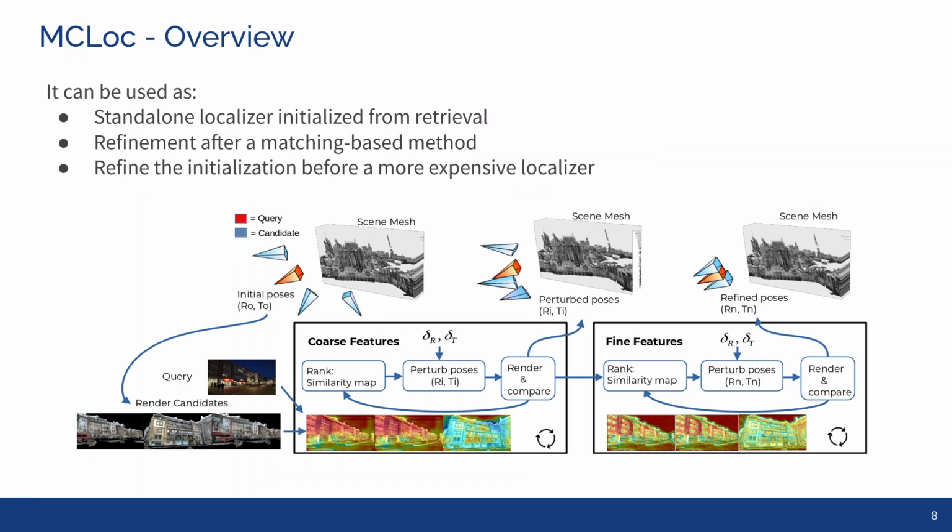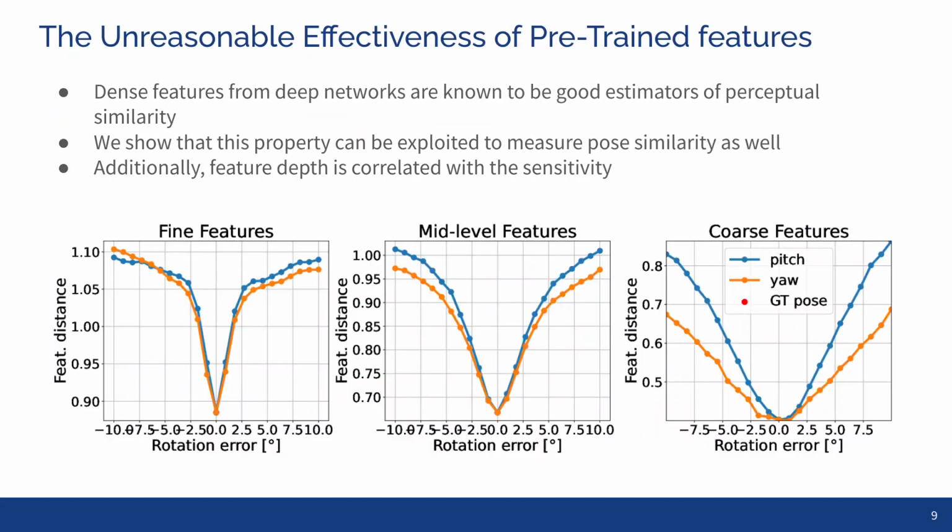Starting from an initial hypothesis, Monte Carlo sampling is used to generate new pose hypotheses, which are then rendered. The similarity of the candidates to the query is evaluated using a pixel-wise dense comparison of generic pre-trained features. This ranking of the candidates can then be used to update the current pose estimate and generate new samples. Additionally, we adopt a coarse-to-fine strategy to exploit the natural hierarchy of deep features, where shallower layers can discern fine-grained details at higher resolutions. We show that the well-known capability of deep networks to estimate perceptual similarity extends to pose similarity as well, and that the sensitivity to pose differences is higher at shallower layers.